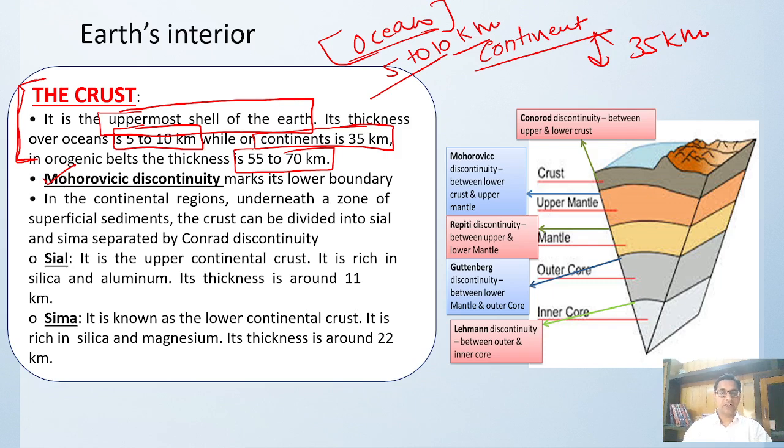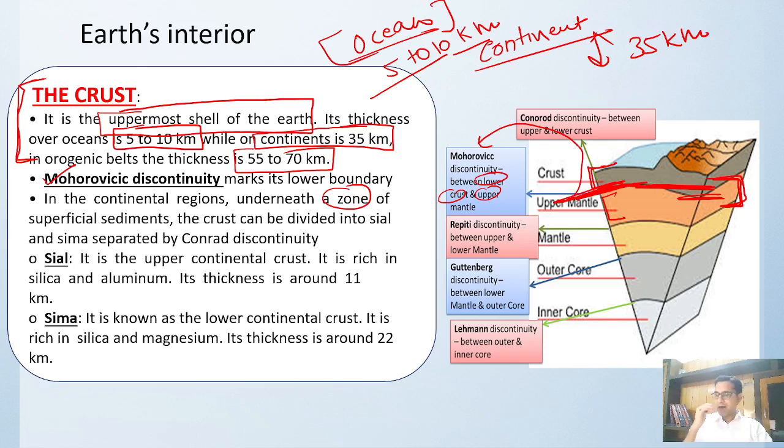Mohorovic discontinuity is there. So you can see here we have a crust, here we have mantle, and just where this border area lies, it is Mohorovic discontinuity. That means between the lower crust and upper mantle. This is the lower part of the crust, and this is the upper part of the mantle. So between this, we have this discontinuity, right? So lower boundary, it is a continental region just underneath the zone of superficial sediment.